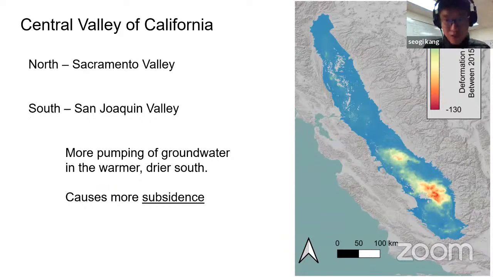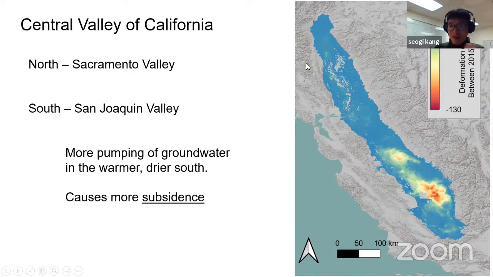The Central Valley of California can be divided into two different regions. The northern part called Sacramento Valley, and the southern part called San Joaquin Valley. So this southern San Joaquin Valley has a climate that is much warmer and drier compared to the north. And this induces more pumping of groundwater, and more pumping of groundwater causes more subsidence.